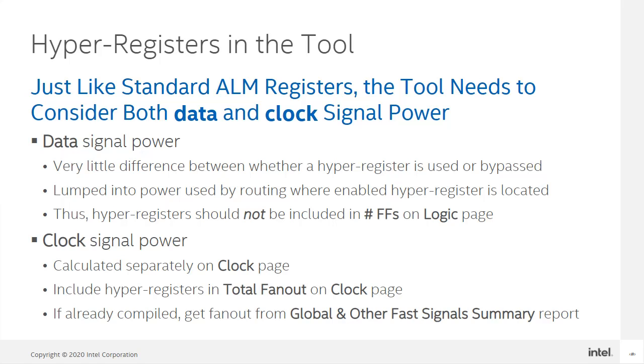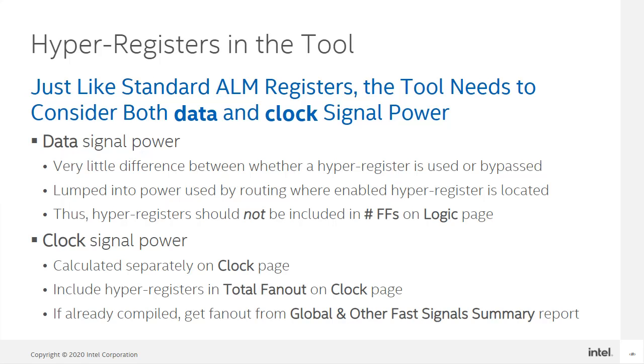As mentioned earlier, Intel Stratix 10 and Agilex devices feature hyperregisters throughout the architecture. When the PTC calculates register power usage, whether they are registers in the ALMs or hyperregisters, it analyzes both the toggling of the clock and data signals. For hyperregisters, data signal power is pretty much the same whether the hyperregister is enabled or bypassed. Since hyperregisters are mostly located in device routing, hyperregister power usage is lumped into the power usage of the routing where it is located. This is handled automatically by the tool.